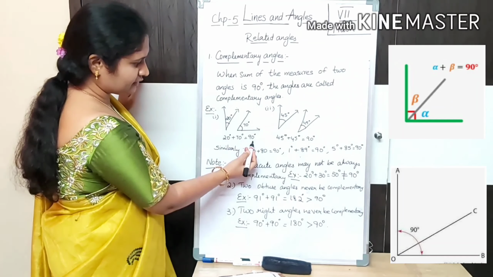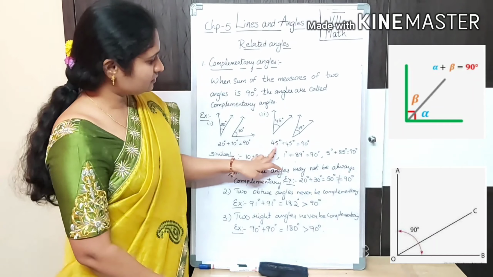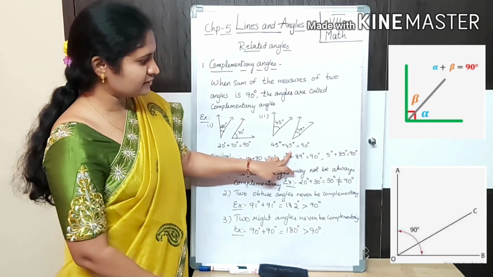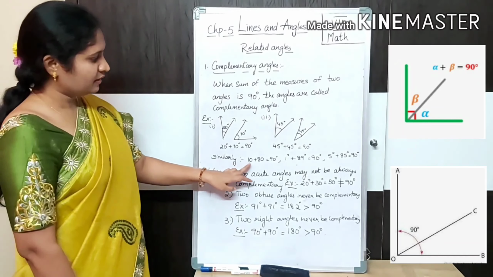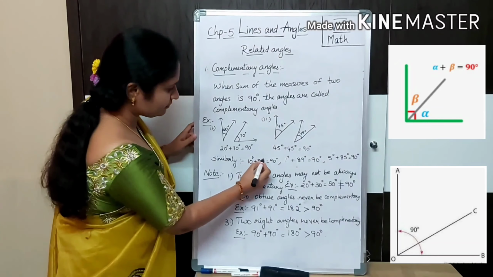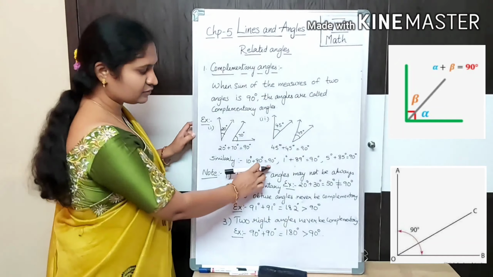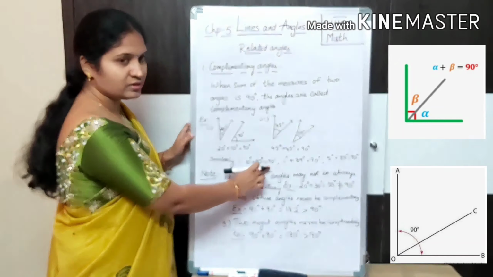Similarly, another example, here 45 degrees plus 45 degrees is equal to 90 degrees. So these angles are called complementary angles. Some more examples. Here 10 degrees plus 80 degrees is equal to 90 degrees. So 10 degrees is the complementary angle of 80 degrees and 80 degrees is complementary to 10 degrees.